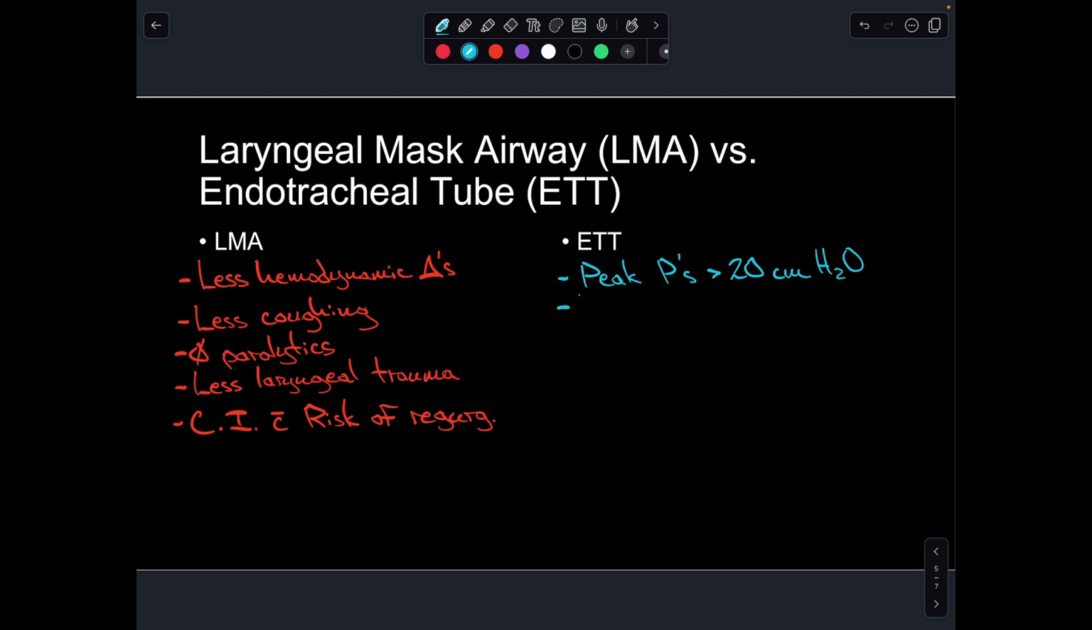It prevents aspiration once it's secured. You'll inflate the balloon around the endotracheal tube, and that prevents any potential regurgitation from then being aspirated into the lungs. If you have a frequent need for suctioning, an endotracheal tube is a good choice. It allows for positive pressure ventilation.